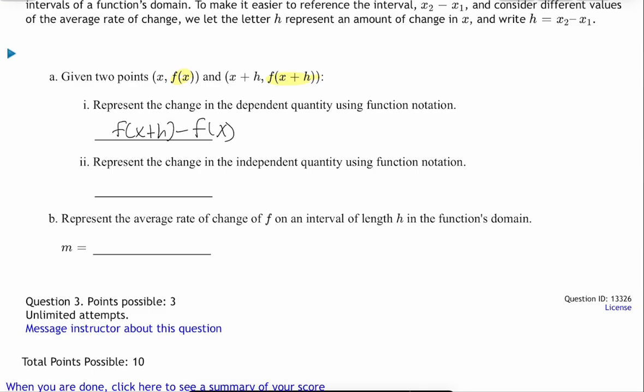Now, for 2, we have some thinking to do. It's really now the change in the independent quantity. So it's x plus h minus x. What is that simplified down to? That simplifies down to h. So that's what they want you to enter there. And then that leads us to a new formula for the average rate of change, which we have discovered earlier, the difference quotient, which is just, again, you'll have to do in parentheses, f of x plus h minus f of x all over h.